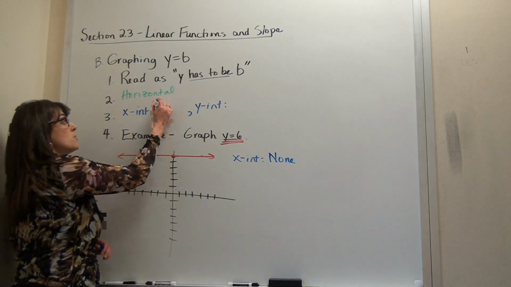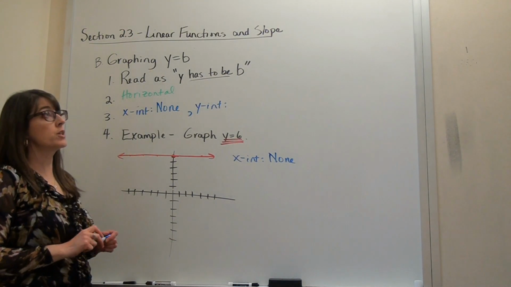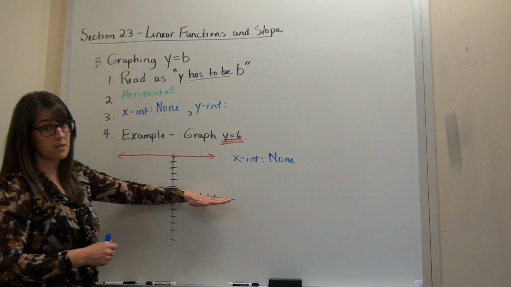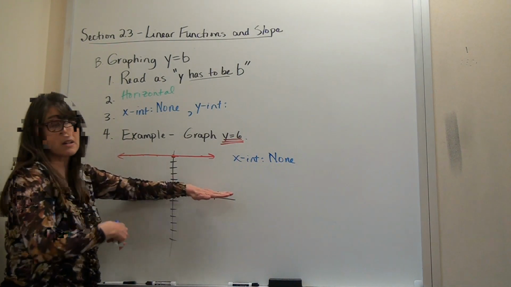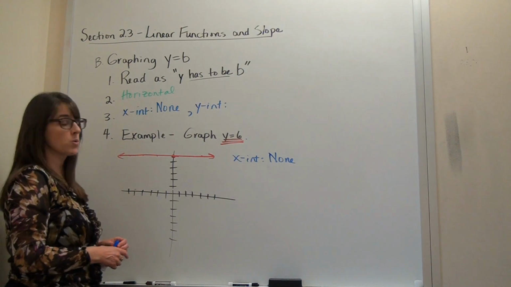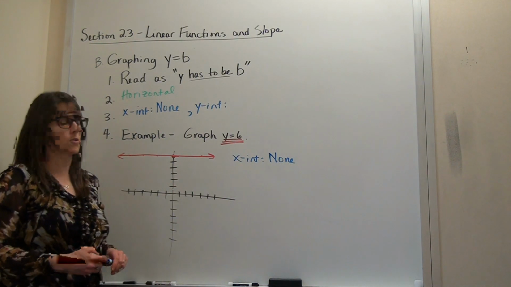Typically, that will be the case whenever you have a horizontal line. The only time that it will not be none is if your horizontal line is sitting right here on the x-axis. Then every single point on the x-axis will be your x-intercept. But that's a very rare case. Typically, your horizontal lines sit up here somewhere or down here somewhere, so typically, you won't have an x-intercept.